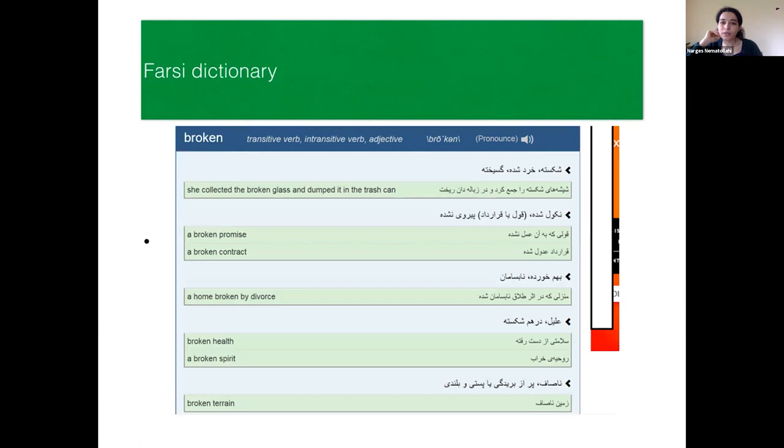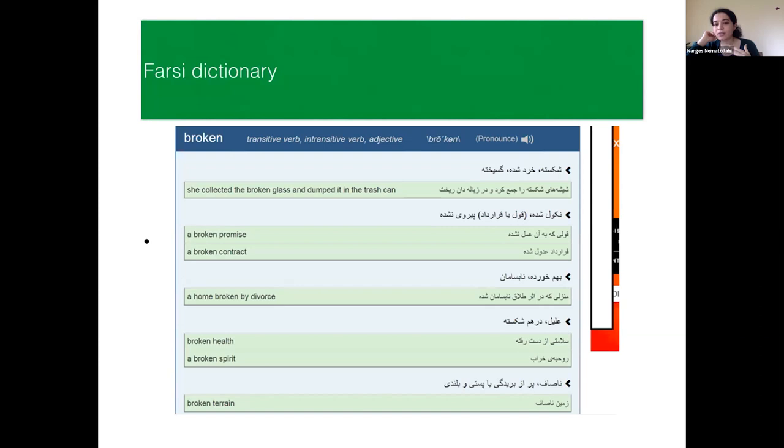In Farsi dictionary, again, there are no keys for pronunciation of the Persian words, but the good improvement that it has made over the paper dictionaries is that it has some illustrative examples. So you see the illustrative examples, and then it has categorized the meanings based on different senses. But the list is not comprehensive and is not based on the learner's priorities.